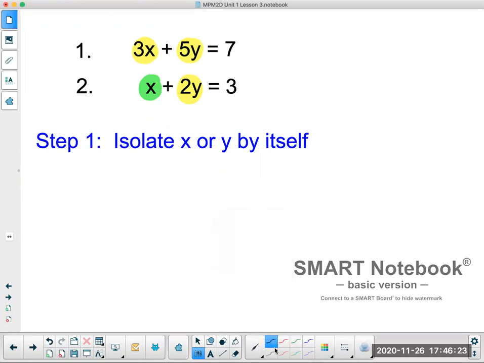So how do I isolate x? Well, I'm going to keep the x on the left, and I'm going to bring 2y to the right. Remember, when you switch side, you switch the sign. So this becomes 3 minus 2y. First step, isolate one of the variables, either x or y, by itself.